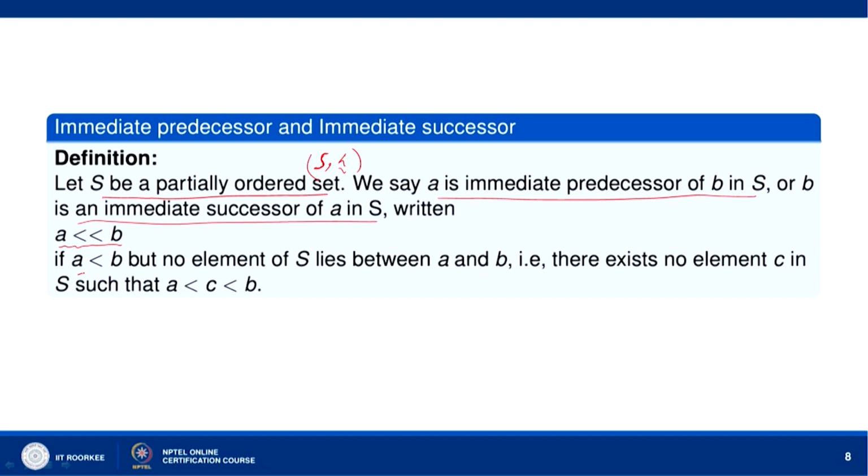If A is less than B, but no element of S lies between A and B, that is, there exists no element C in S such that A is less than C less than B, where C is related to A and B by this partial order. That we have to see.